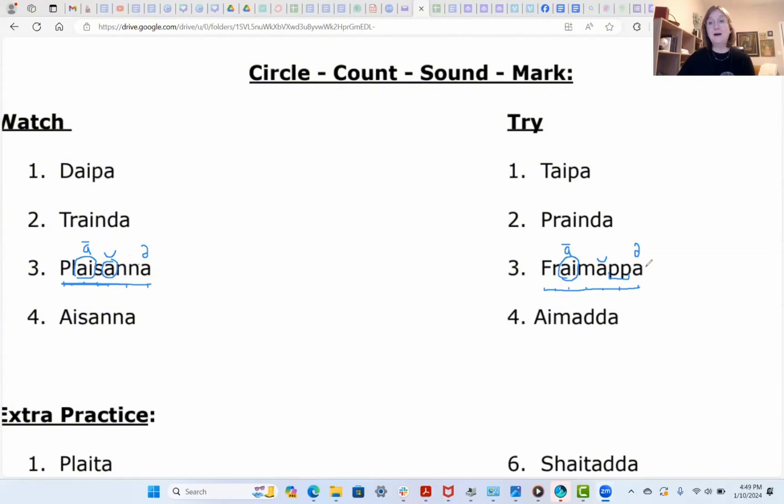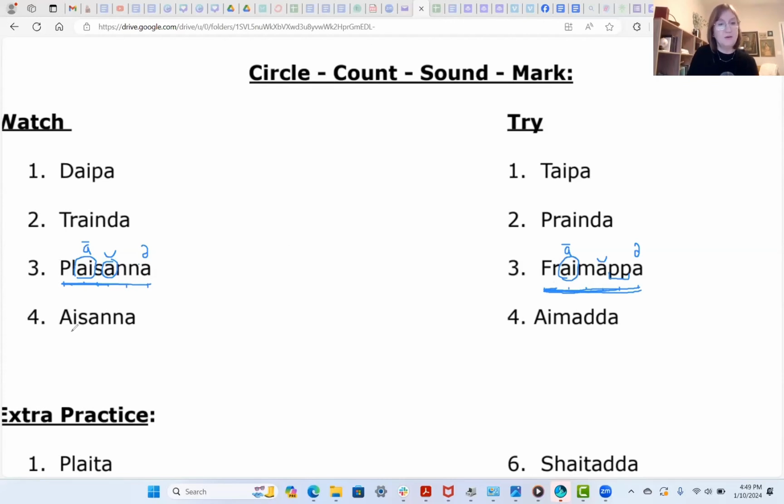A's at the end say uh. So the sounds are f, r, a, m, a, p, uh. Now I'm going to grab just one sound at a time. Do it with me. Fr, fray, frame, frame, frame map, frame mappa, frame mappa. Okay? Frame mappa.